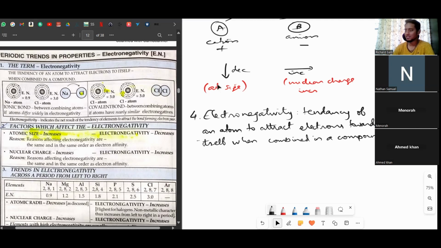The trends are exactly the same as before. As you go down the group, electronegativity decreases because atomic size increases. Same reason, same trend. As you go to the right, electronegativity increases because nuclear charge increases. They have more tendency to attract electrons towards itself.